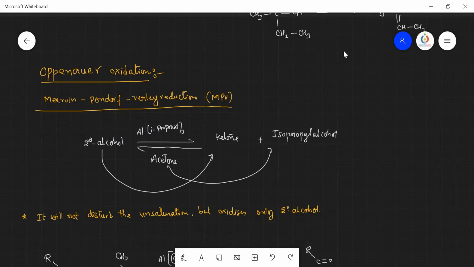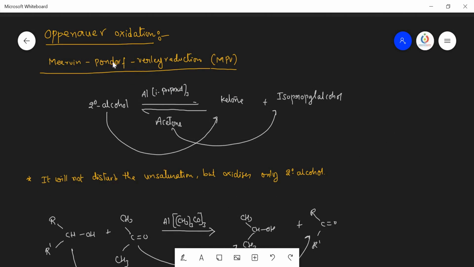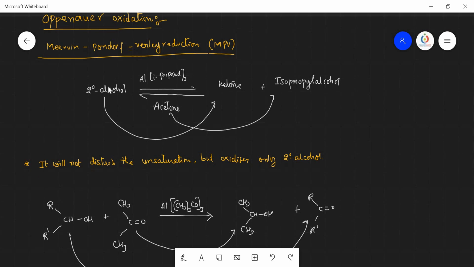Now let us see the Oppenauer oxidation. Its reverse reaction is called the Meerwein-Ponndorf-Verley reduction, MPV reduction. In this case, we take the secondary alcohol and acetone. Acetone means you can take any ketone, usually acetone or cyclohexanone, in the presence of aluminum isopropoxide or aluminum tertiary butoxide. The secondary alcohol will be oxidized to the ketone, and the acetone we have taken will be reduced to isopropyl alcohol, and its reverse reaction is called the Meerwein-Ponndorf-Verley reduction.